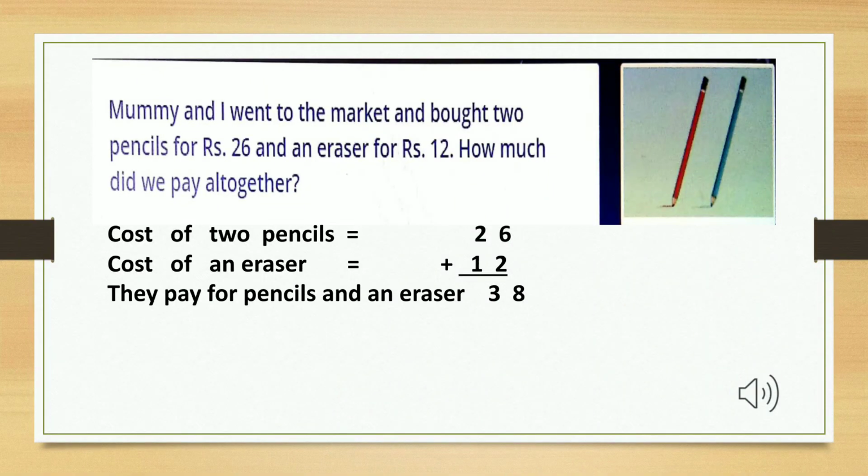Now read question number 3 carefully. Mummy and I went to the market and bought 2 pencils for rupees 26 and an eraser for rupees 12. How much did we pay together? After reading the question, we will write the statement for this sum. The first statement will be cost of 2 pencils is equal to 26. Cost of an eraser is equal to 12. And the third statement will be the cost of pencils and eraser will be 38. 38 is the sum of 26 and 12.